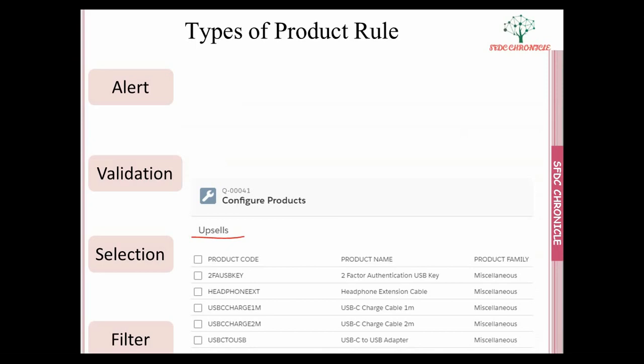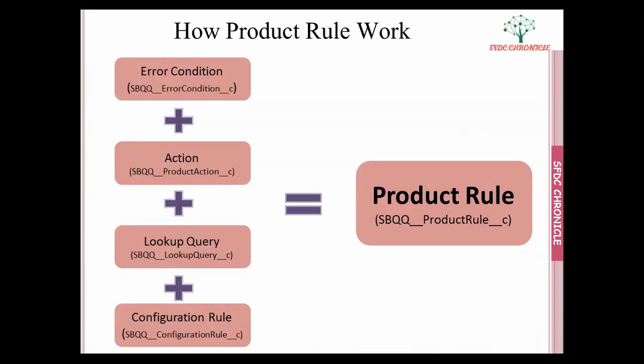Let's move on. Now we have an idea about product rules and what different types of product rule we have. Now we want to know what objects are working behind the scenes so that we get all these product rules working in the front end.